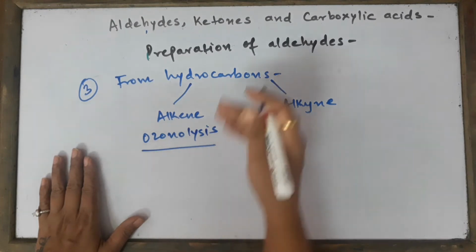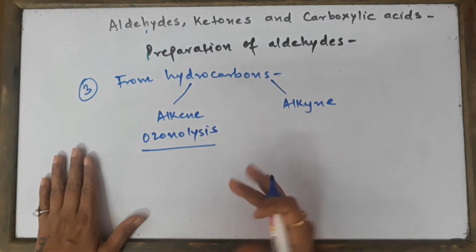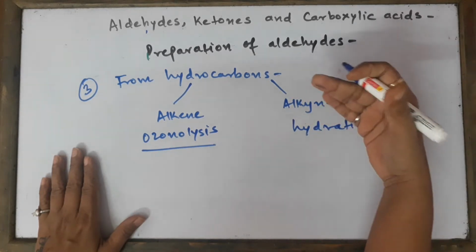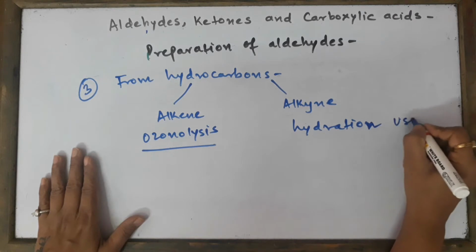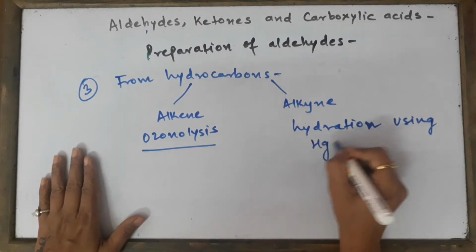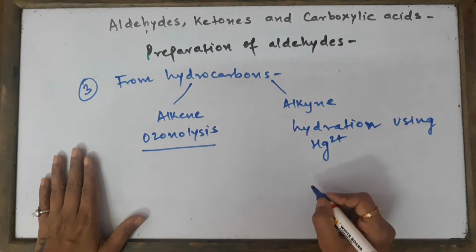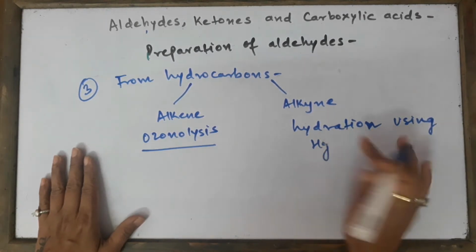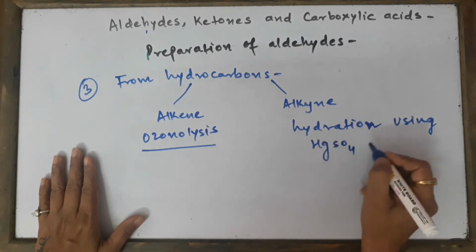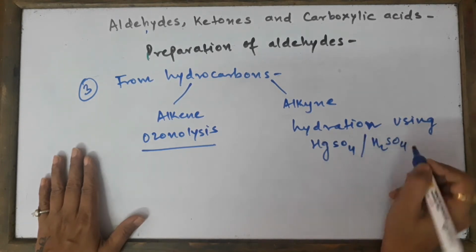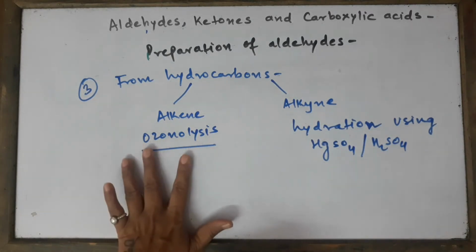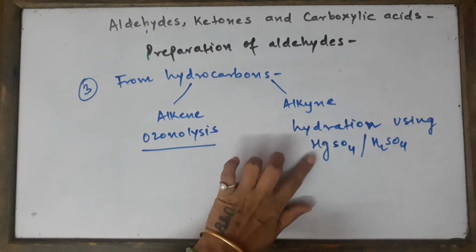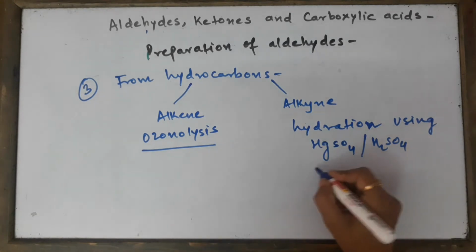You're going to do ozonolysis of alkenes to obtain aldehydes, and you're going to add water to alkynes, so that's called hydration using catalyst mercuric sulfate. You can write HgSO4, or simply Hg2+, in presence of concentrated H2SO4. So these are the two reactions: ozonolysis of alkenes, and hydration of alkynes using mercuric sulfate and sulfuric acid.